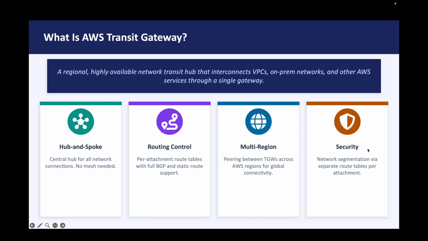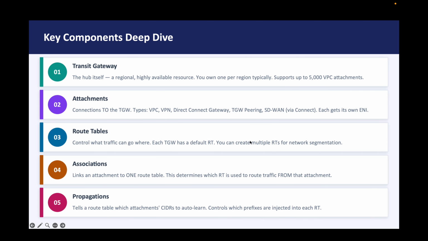Fourth one is security and segmentation. By using a separate route table per attachment, you can completely isolate environments. Dev can't reach prod, prod can't reach dev, but both can reach shared VPCs or shared services, and you control all of this centrally from one place. Next one is the key component deep dive.